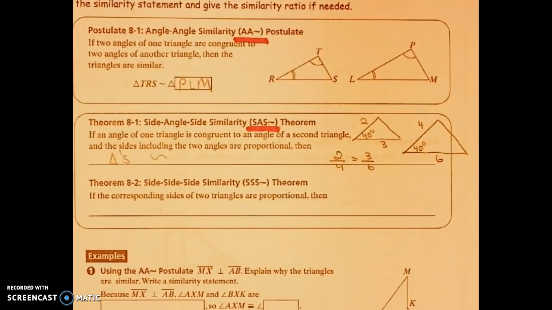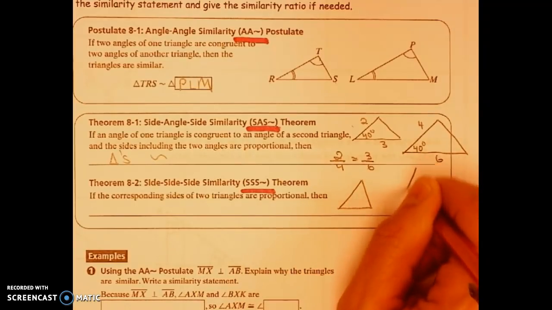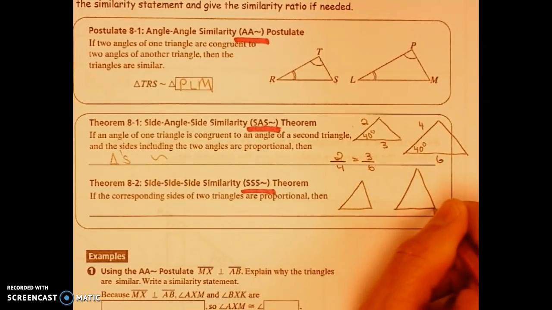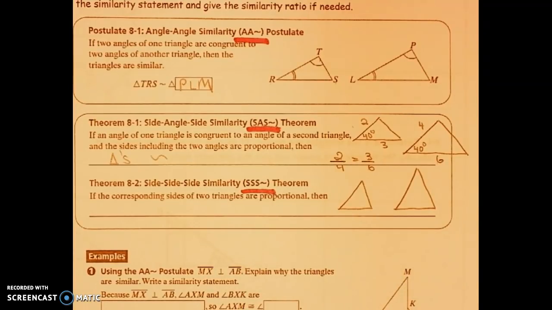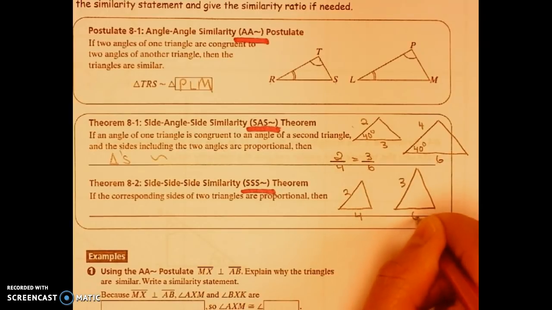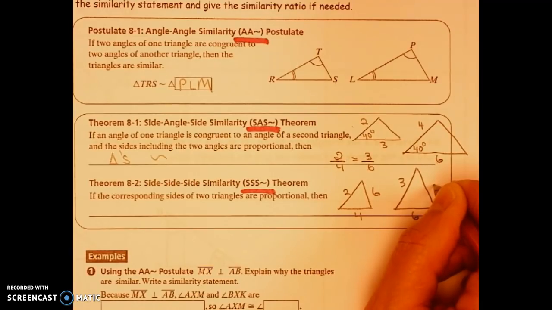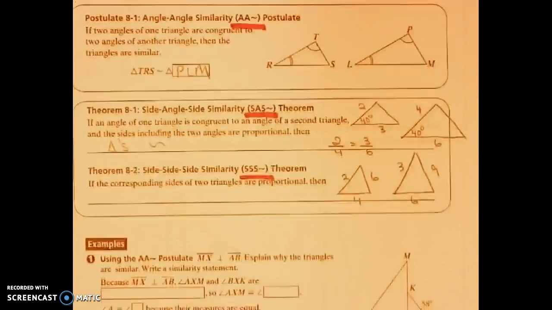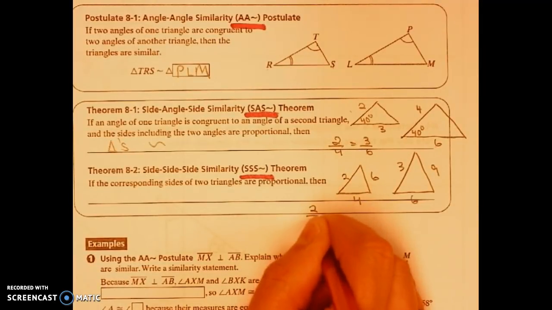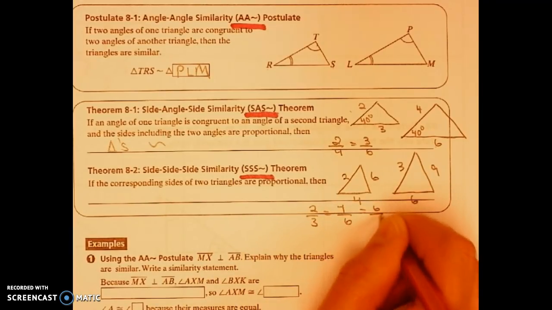And finally, for the last one, we have side-side-side. Let's go draw a picture there. Again, trying to draw triangles that look the same shape but not necessarily the same size. Notice we have nothing to do with the angles, we're just talking sides. So if we had 2 to 3, 4 to 6, and 6 to 9. Let's double check. I'm looking at 2 over 3 compared to 4 over 6 compared to 6 over 9.